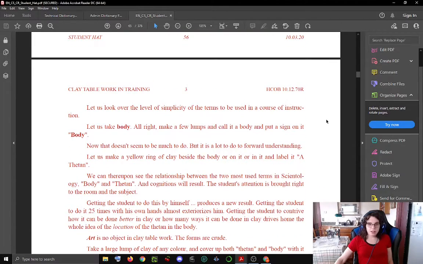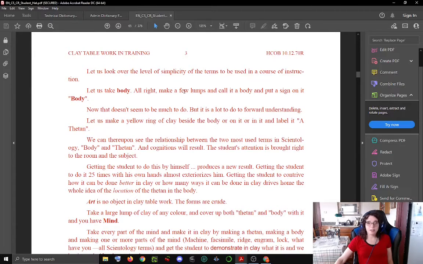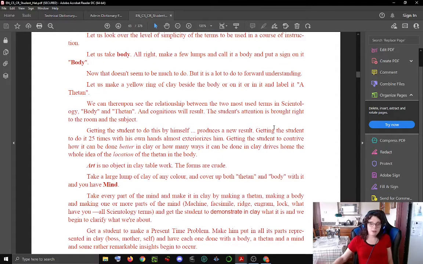Let us look over the level of simplicity of the terms to be used in a course of instruction. Let's take body. Alright, make a few lumps, call it a body, put a sign on it, body. That doesn't seem to be much to do, but it's a lot to do to forward understanding. Let's make a yellow ring of clay beside the body, or on it or in it, and label it a thetan. We can thereupon see the relationship between the two most used terms in Scientology, body and thetan.